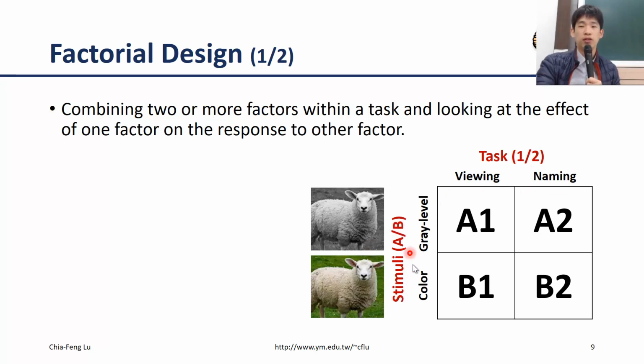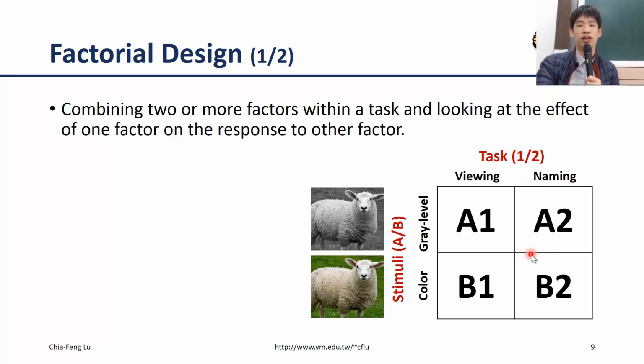And the other factor is the stimuli itself. For example, you let the subject see a color picture, or simply a gray level picture. Will the color induce different brain activation? If you think this is one of the factors, you should put it here. So now consider these 2 different factors.